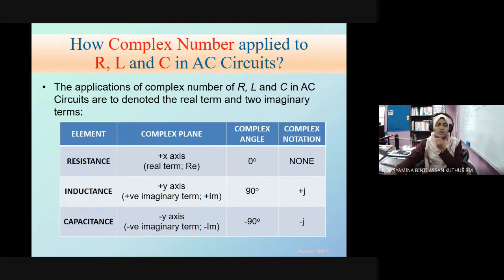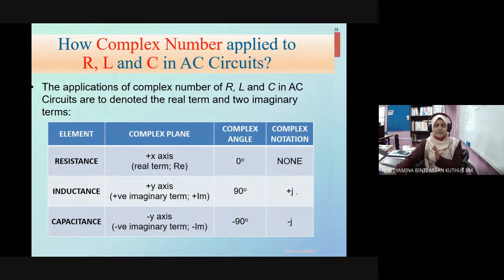So kalau kita tengok contoh, dia ada real term dengan dia punya imaginary part. So inductance dan juga capacitance adalah dia punya imaginary term. Complex angle untuk resistance sentiasa 0 sebab dia adalah real part. Imaginary part dia hanya akan ada polarity angle dia. So complex angle untuk inductance adalah positive 90 degree, capacitance adalah negative 90 degree.